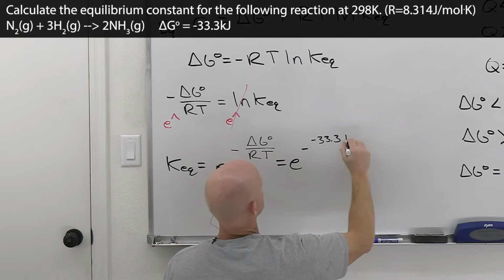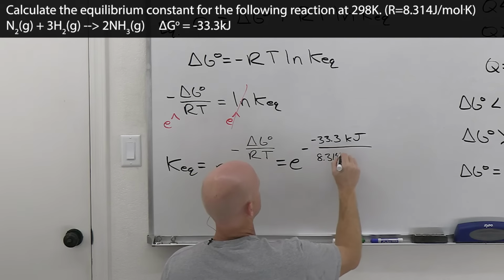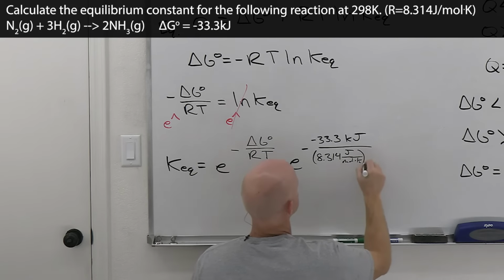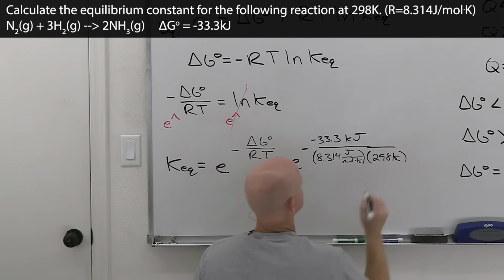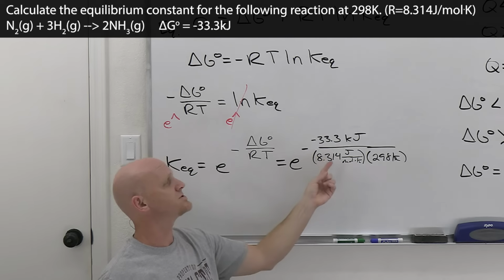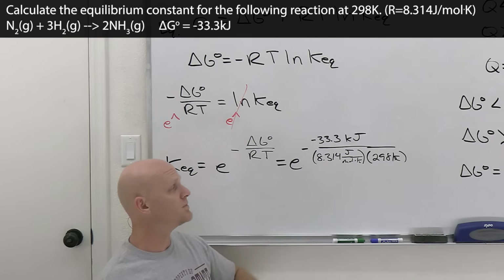I'll just leave that in kilojoules. So R is 8.314 joules per mole Kelvin, and then temperature is given as 298 Kelvin for this problem. And once again, we have the same problem we had before where the units aren't going to cancel. Delta G's are usually provided in kilojoules. R is most commonly given, at least in terms of joules, as 8.314 joules per mole Kelvin.